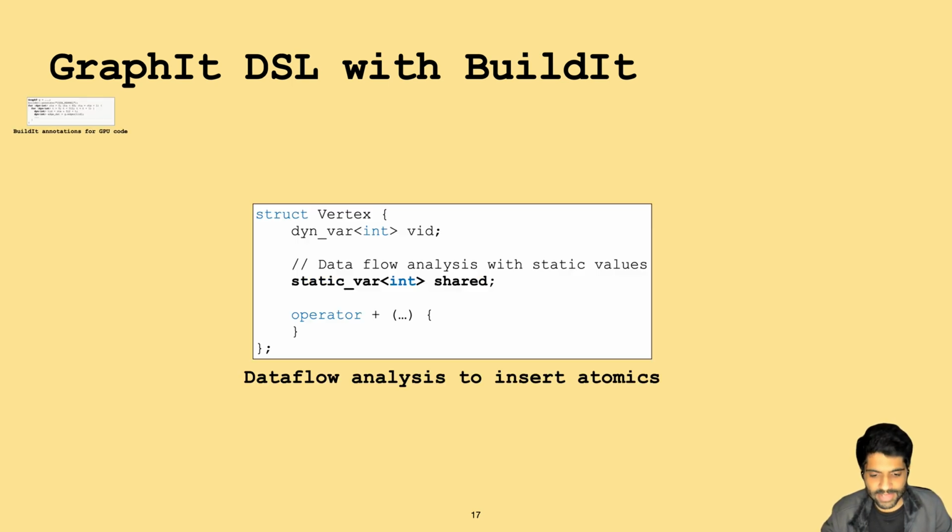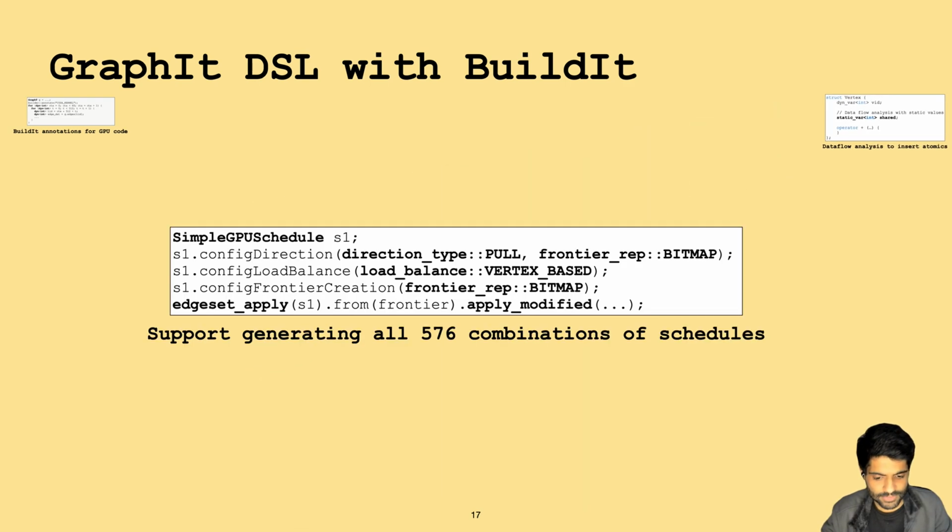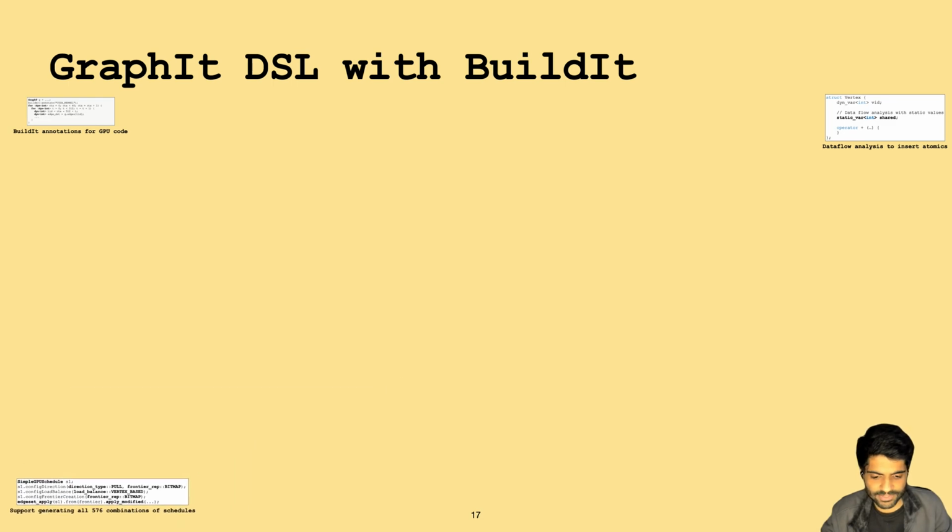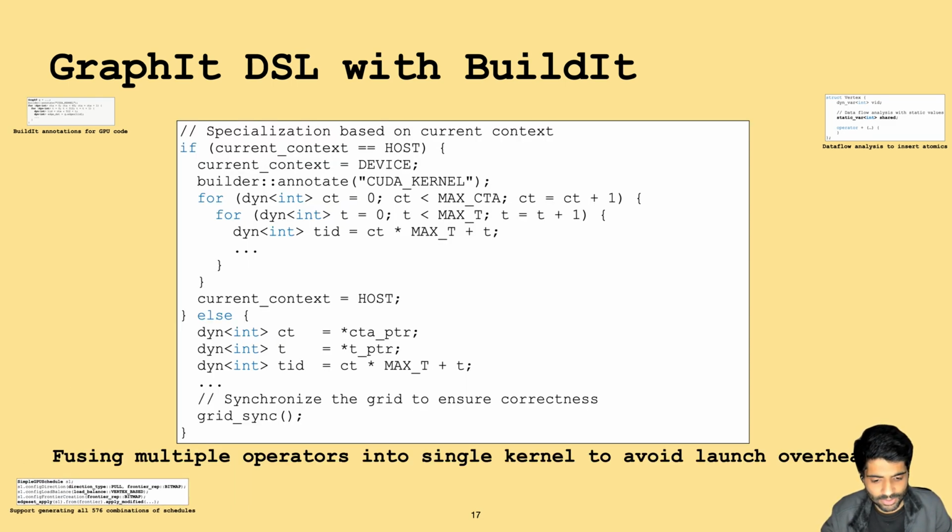We combine static and dynamic variables to perform data flow analysis, to track various properties about vertices and edges, to perform correctness and performance related transformations like inserting atomics at various places. We implement branches based on first stage parameters to implement all scheduling dimensions supported by GraphIt and the vast space of optimization it has. Finally, we use static variables and specialization to implement kernel fusion by merging various operations into a single GPU kernel to avoid kernel launch overheads on long-running programs.